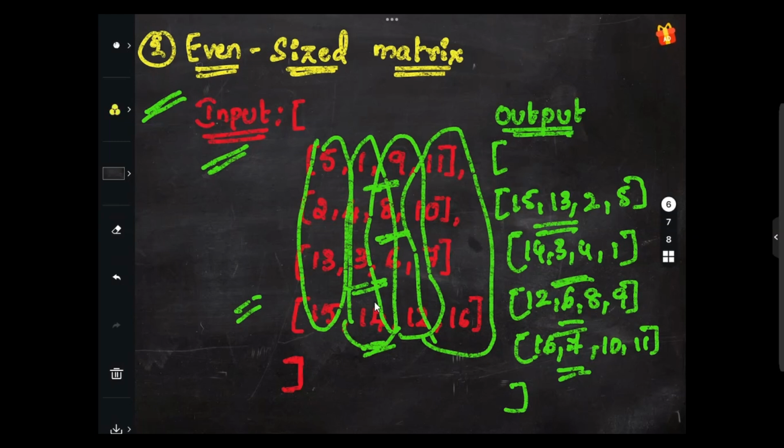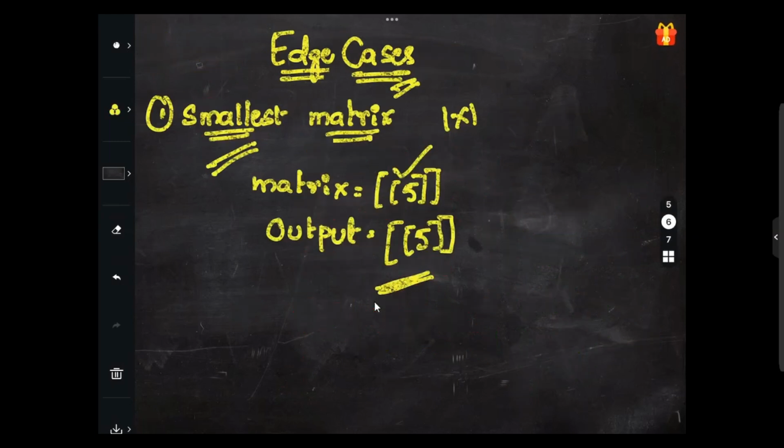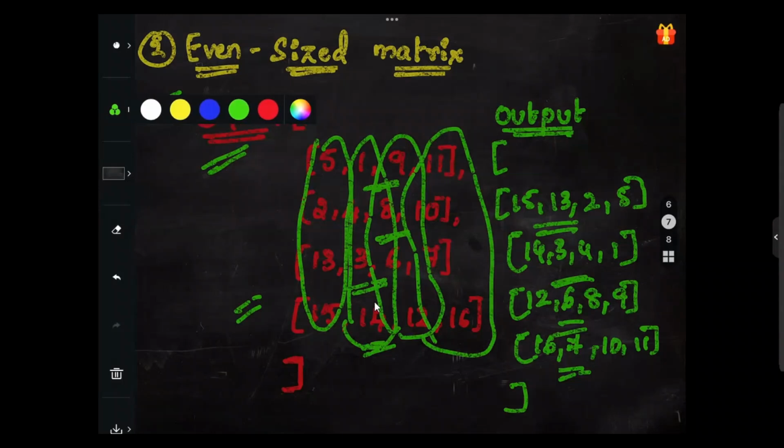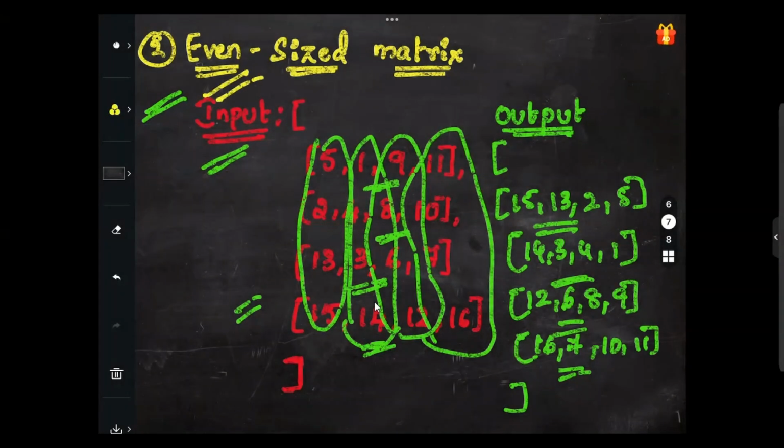The first edge case that we went with is the smallest matrix, and the second edge case is the even sized matrix. We saw how we got the output, right? This is a 4 into 4 matrix. So I hope this is completely clear.